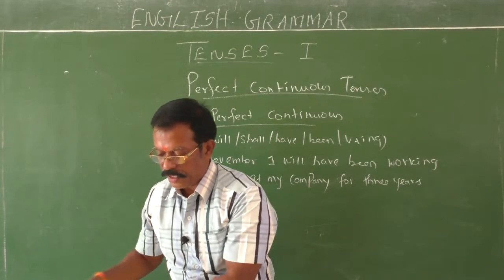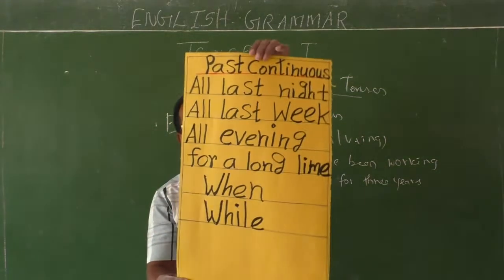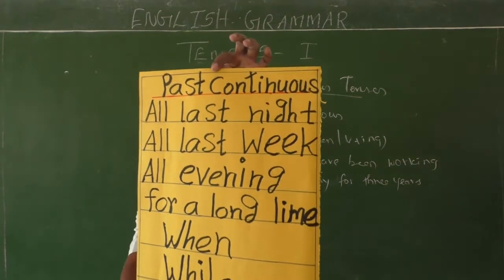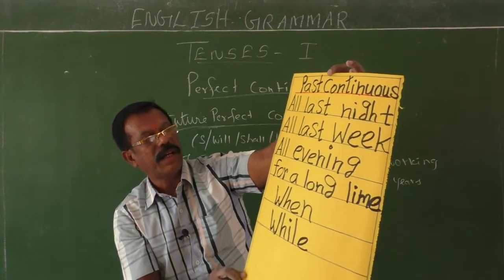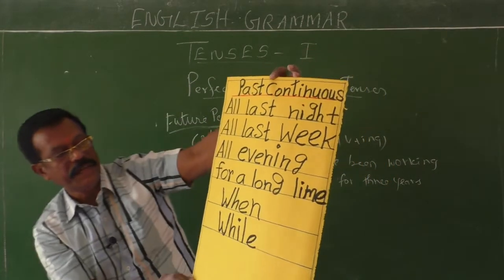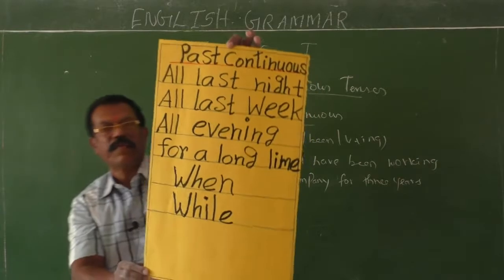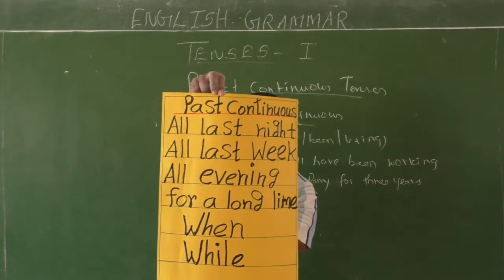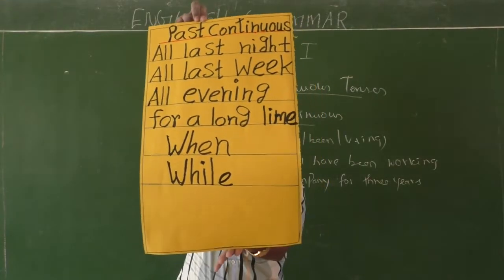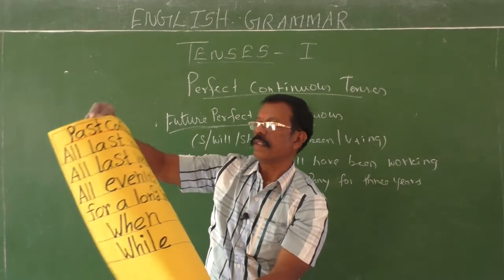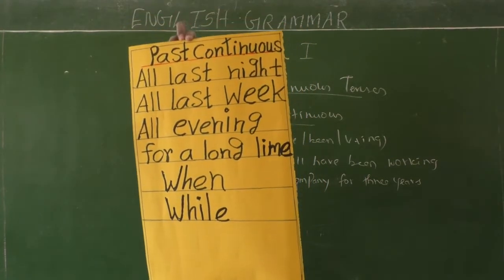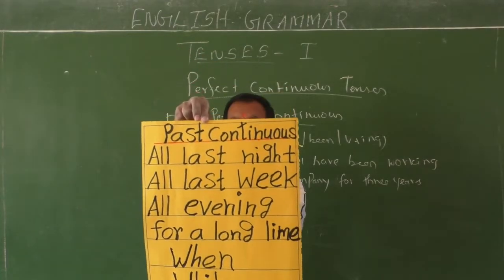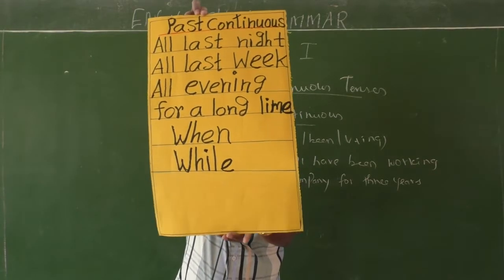Then past continuous, the keywords associated with the past continuous tense. Observe these keywords very carefully. See, all last night, all last week, all evening, for a long time, when and while. So these words are associated with the past continuous tense. So you just make a note of all these keywords in your note, it will help you to understand kinds of tenses very well.